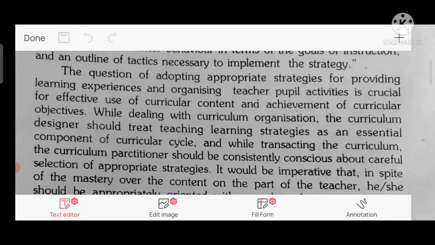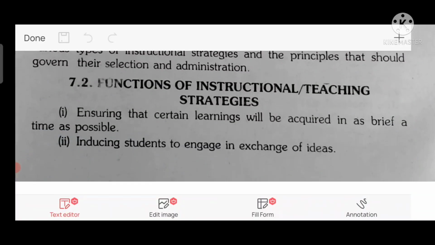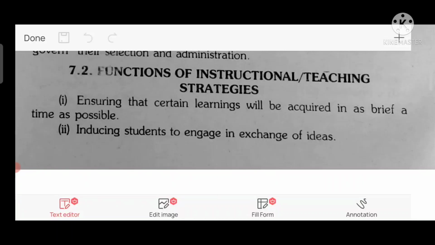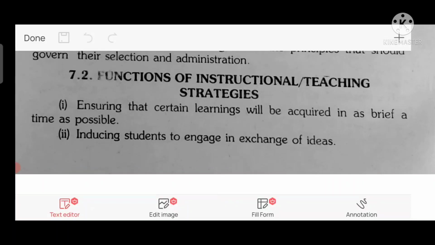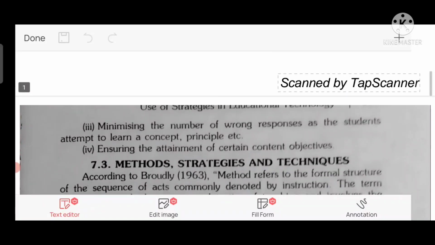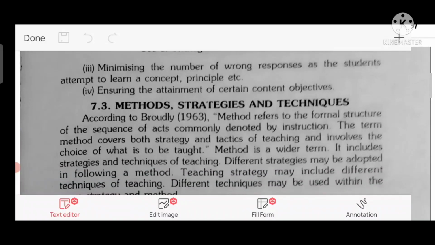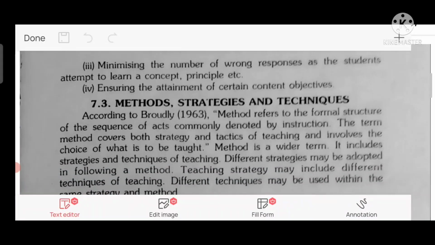So, here we will see the functions of teaching strategies. First point, ensuring that certain learning will be acquired in as brief a time as possible. Second is inducing students to engage in exchange of ideas. Third is minimizing the number of wrong responses as the students attempt to learn a concept, principle, etc. Fourth is ensuring the attainment of certain content objectives.